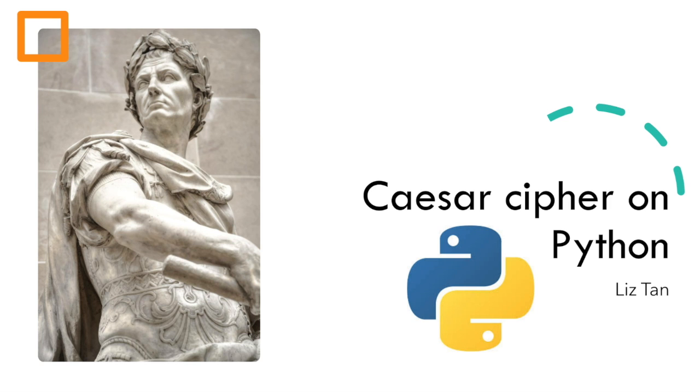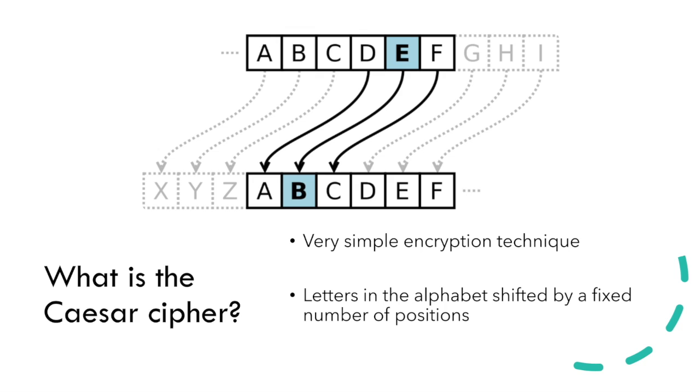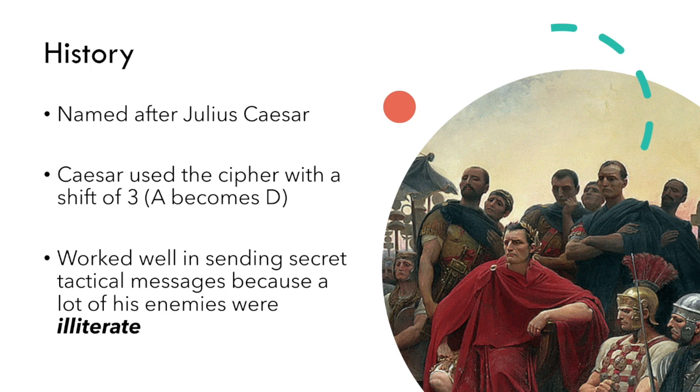So today I'll be going through how to program a Caesar cipher on Python. A Caesar cipher is one of the most basic encryption techniques. Essentially, each letter of the alphabet is assigned to another letter a fixed number of places down the alphabet. The cipher is also called the shift cipher for this reason. So if you know the number of letters that you have shifted by, you can decrypt the coded message.